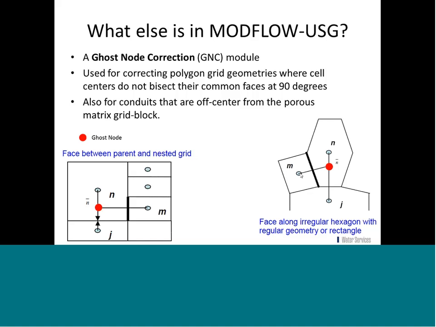The GNC module is also used for conduits, or the CLN package, that are off-center from the porous matrix grid block.